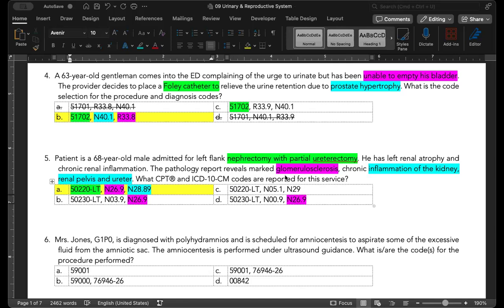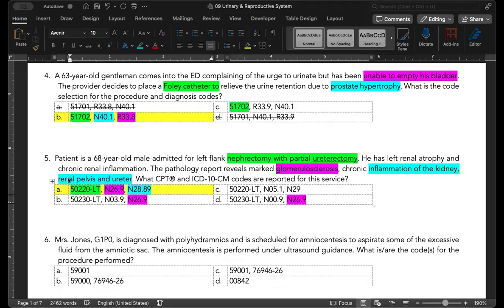Underneath main term inflammation, we will look for the ureter. Okay. So we can look for kidney or we can look for renal pelvis. And then let's take a look and see what those end up showing. And I guess let's look at this from a testing perspective. Okay. So really in the real world, your inflammation of the kidney is going to have a separate code. Okay. Your inflammation of the renal pelvis and the ureter are going to have their own code.